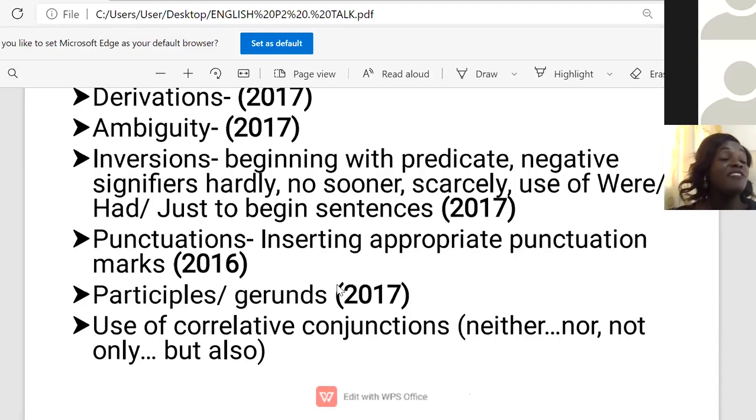Is the ing form of the verb functioning as a noun? The ing form of the verb functioning as a noun. For instance, praying is what I love most.